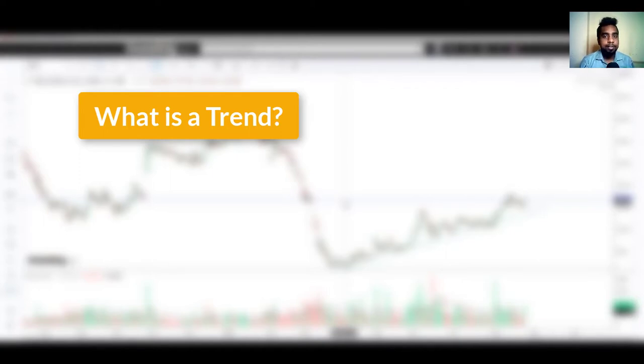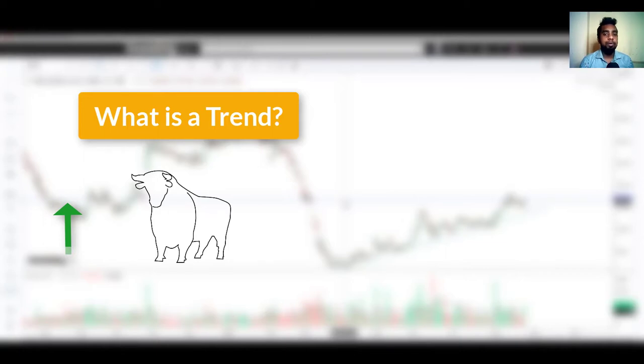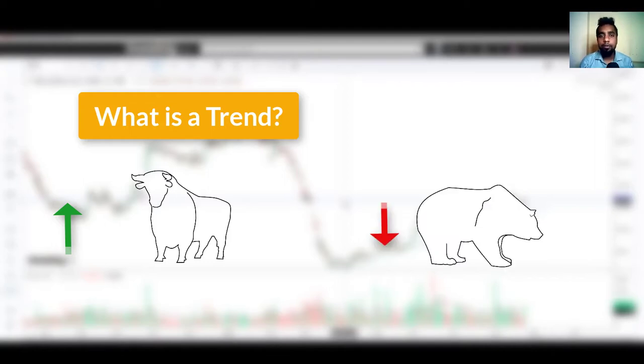And what is a trend? When a stock price moves in one direction consistently, it is called a trend. There are two types of trend. The first one is the uptrend, or the bull trend, or the bull market, and the second one is the downtrend, or the bear trend, or the bearish market. So what is an uptrend? When a stock price moves consistently in an up direction, or upwards, it is called an uptrend or the bull trend. And when a stock price continuously drops, then it's called a bearish market, or a bear trend, or the downtrend.